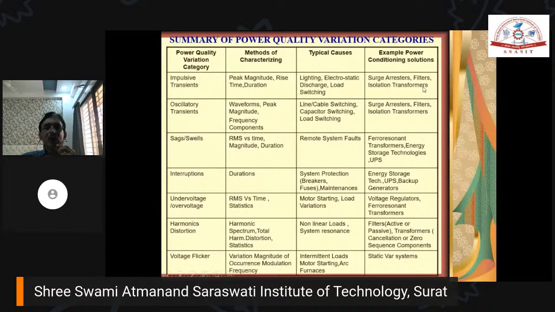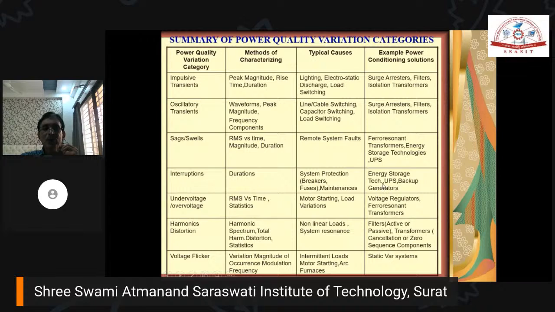Which is the impulsive transient? Lightning. So we use a surge arrestor or lightning arrestor, then filters, isolating transformers, and power conditioning solutions. And the oscillatory transient means switching. So surge arrestors, filters, isolation transformers. For sag or swell, ferroresonant transformers or energy storage technology. Ferroresonant transformers are designed to achieve regulation with non-linear operation, and they provide line regulation, reduce harmonics, and are nothing but current limiting. So ferroresonant transformers are used to provide voltage sag mitigation, voltage regulation, and transient voltage attenuation.